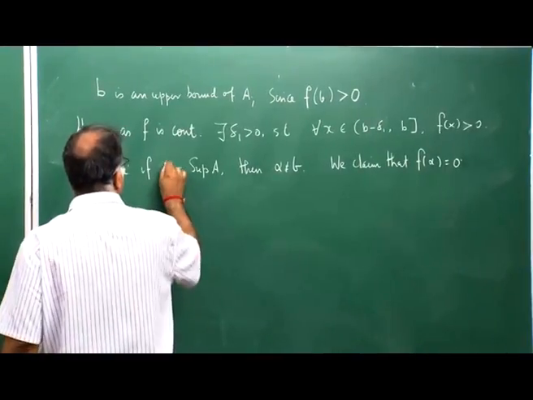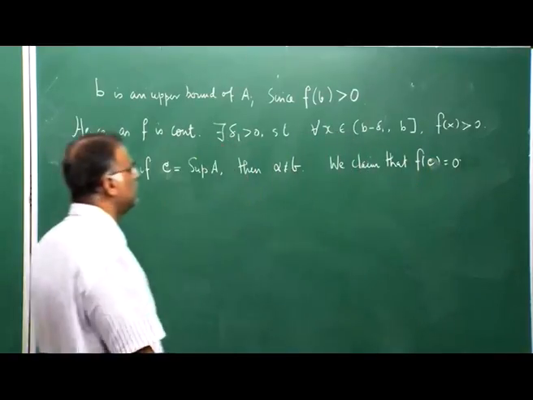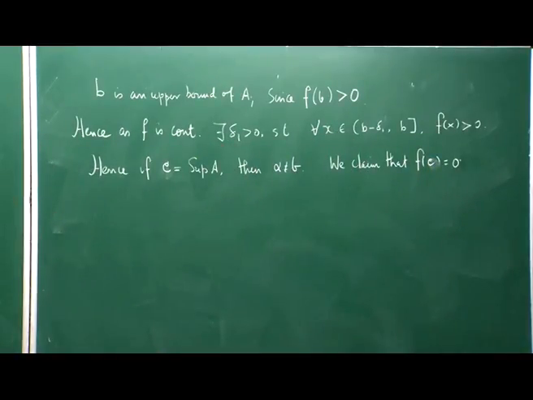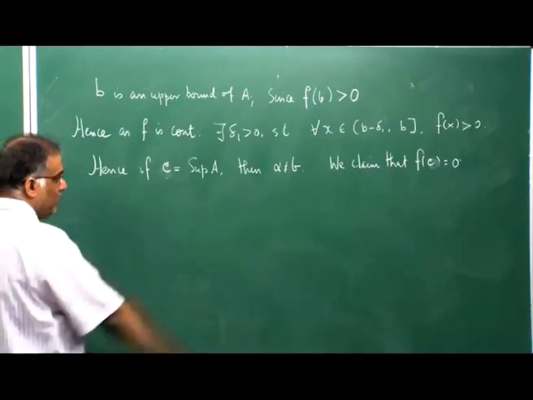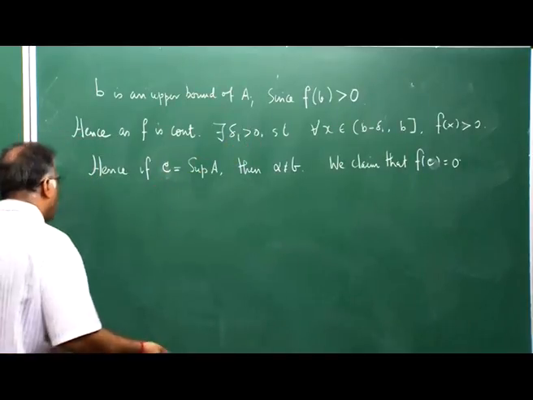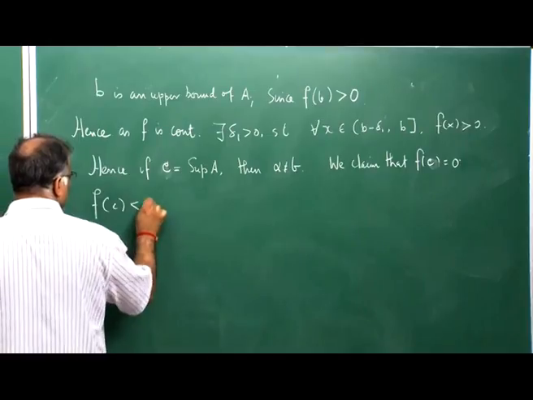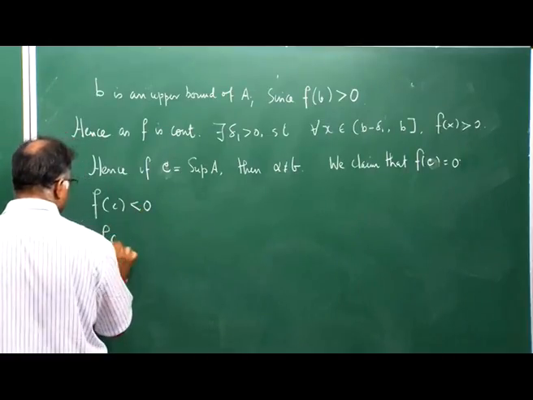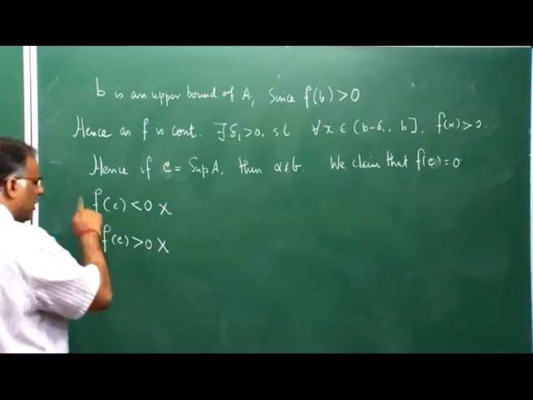If c is equal to the supremum, then we are going to prove that f of c is equal to 0, because we have written c here. So let us put c equal to that. We claim that f of c is equal to 0. How do we do it? We have to say that f of c strictly less than 0 and f of c strictly greater than 0, these two cases are not possible, it cannot take these values.